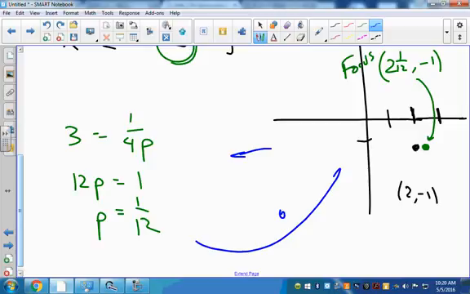That was the idea. When these guys are close together, what can you tell me about the parabola? Is it wide or is it really skinny? It's really skinny. That's the idea. So when these are close together, that just tells me my parabola is going to be pretty skinny, like that.